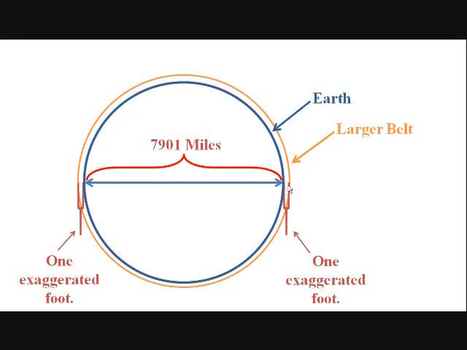So we have one exaggerated foot on this side, and it actually goes all the way around the circle. And then we have another exaggerated foot on this side. And it continues to be 1 foot more distant from the center all the way around. So this is the larger belt. The Earth is the inner blue circle, and this extended belt that the ants are demanding is the larger circle on the outside.